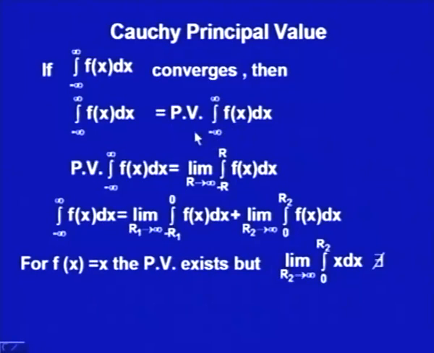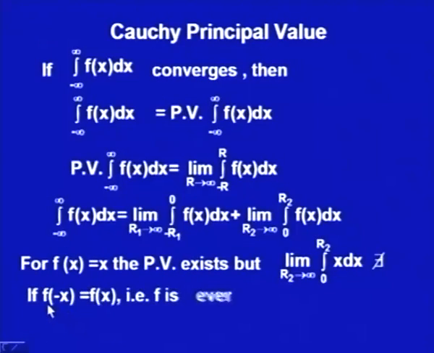So, we just want to find out under what condition we could say that existence of Cauchy principal value, that is existence of this limit, says existence of this integral, that is existence of this limit says existence of both of these limits. Let us see.